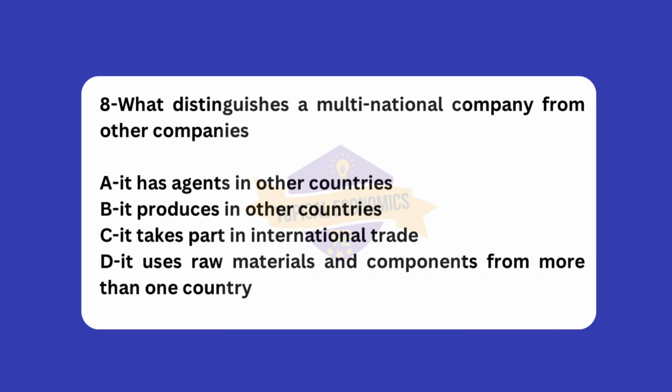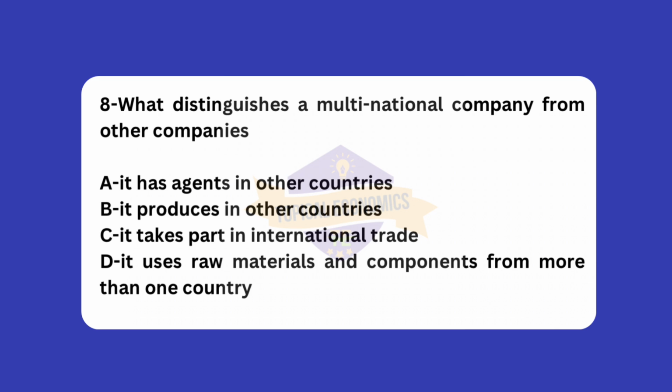So, let us review all the options. When we come to option A, it has agents in other countries. Having agents in other countries does not define an MNC. Many companies operate internationally without being multinationals also. Looking at option B, it produces in other countries. So here, this is the answer. The ability to produce goods in multiple countries is a key feature that distinguishes MNCs from other types of companies.